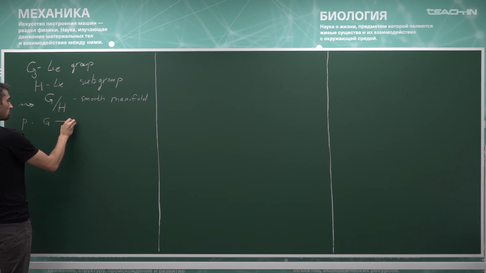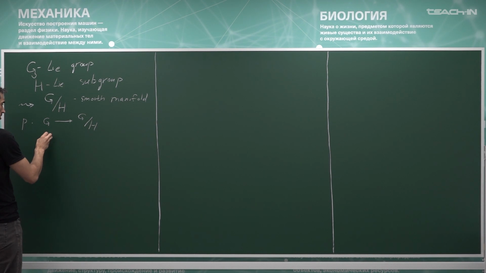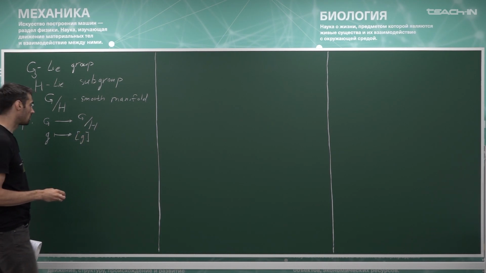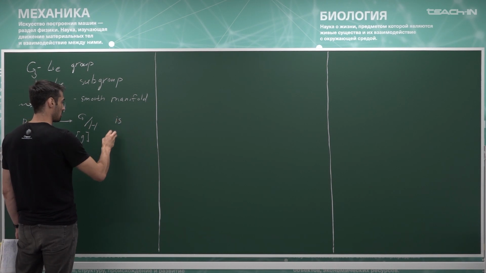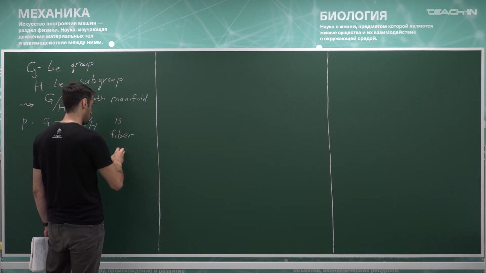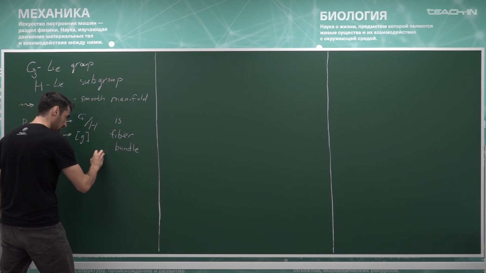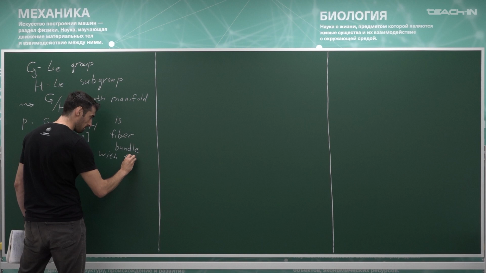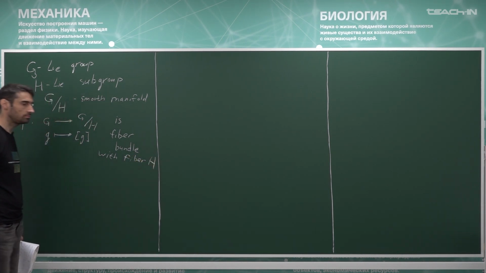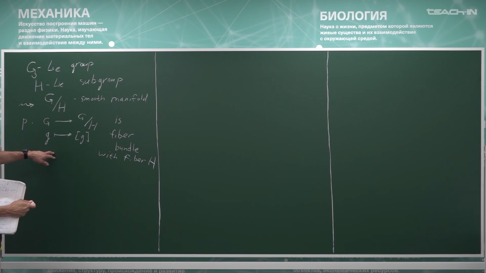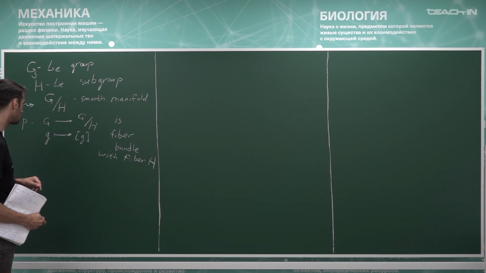from G to G/H, that is, I take an element g here and map it to the class with representative g here, is a fiber bundle with fiber H. And in particular, from that we concluded that the natural action of G on the quotient is smooth, and if H is a normal subgroup, then the corresponding quotient is a Lie group.